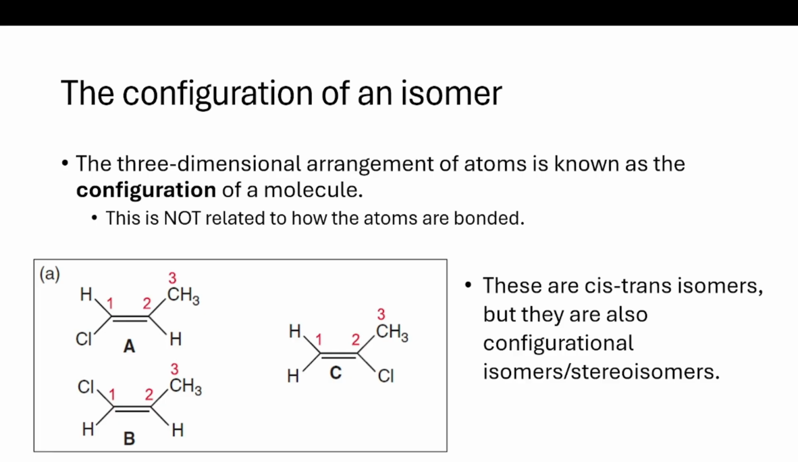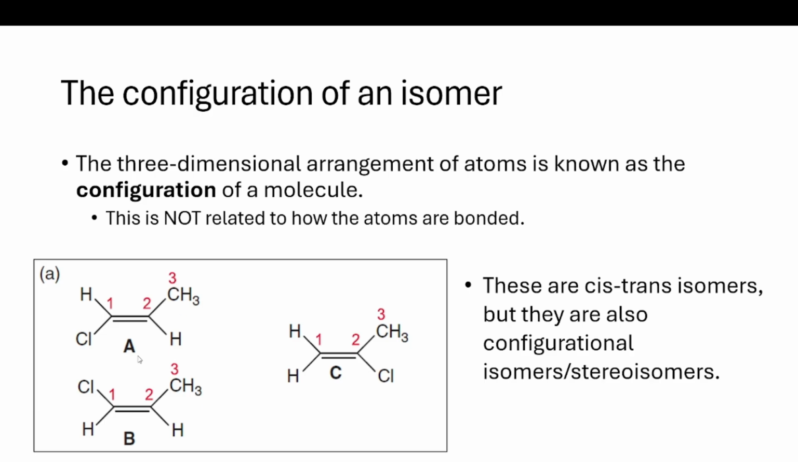Now, I also wanted to talk about the configuration of an isomer. This is different from the constitution, which is how exactly the atoms are bonded. A configuration simply describes how the atoms in a molecule are arranged in 3D space. For example, in this image right here, we can see that we have configurational isomers. And that's because we have chlorine and we have a methyl, right?